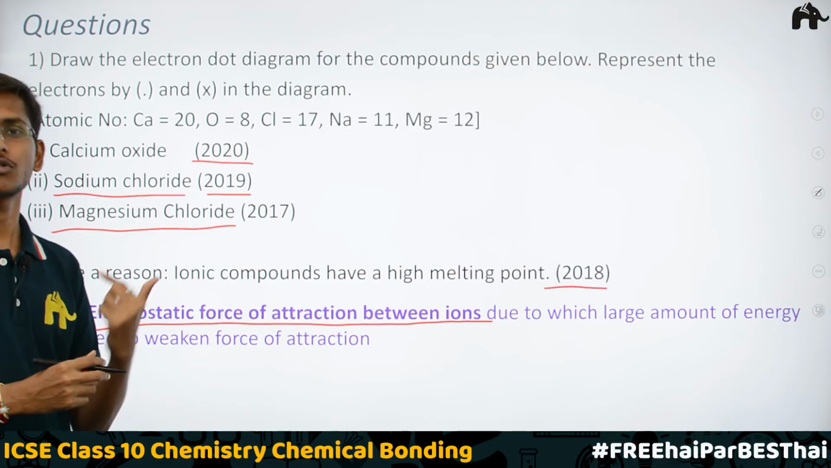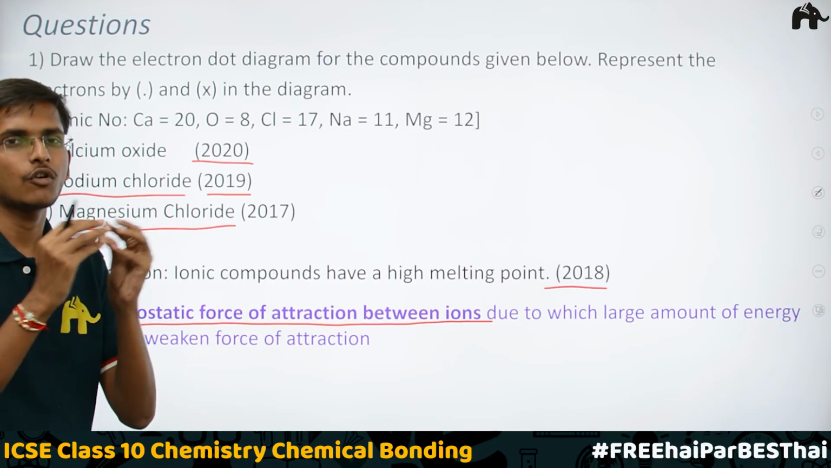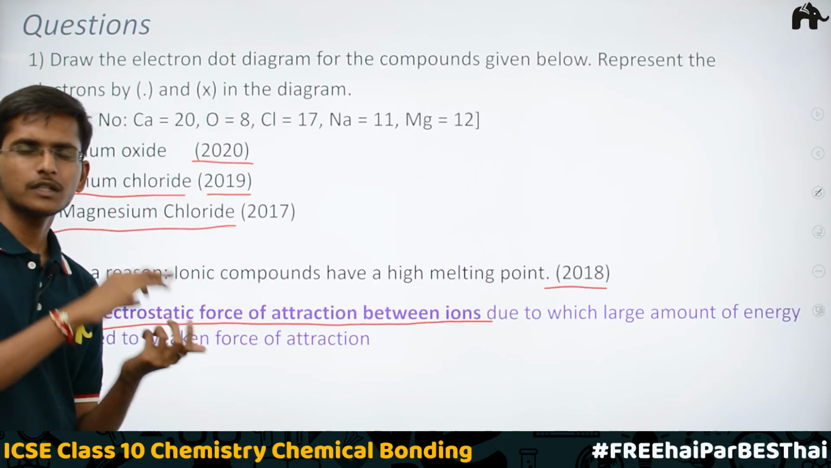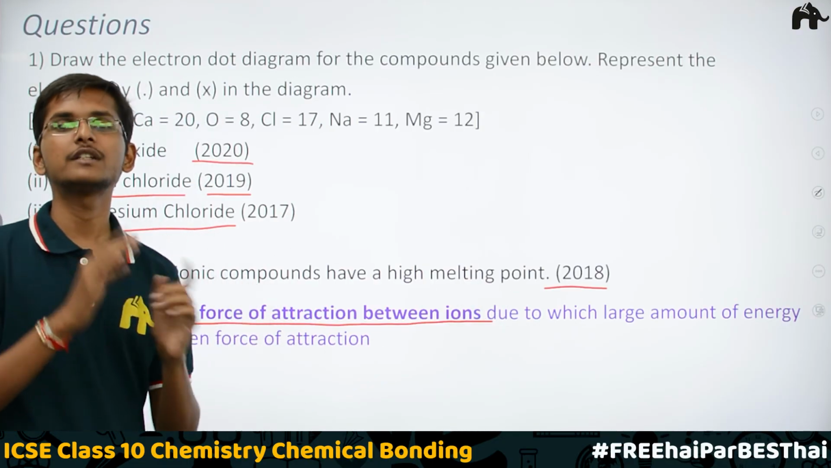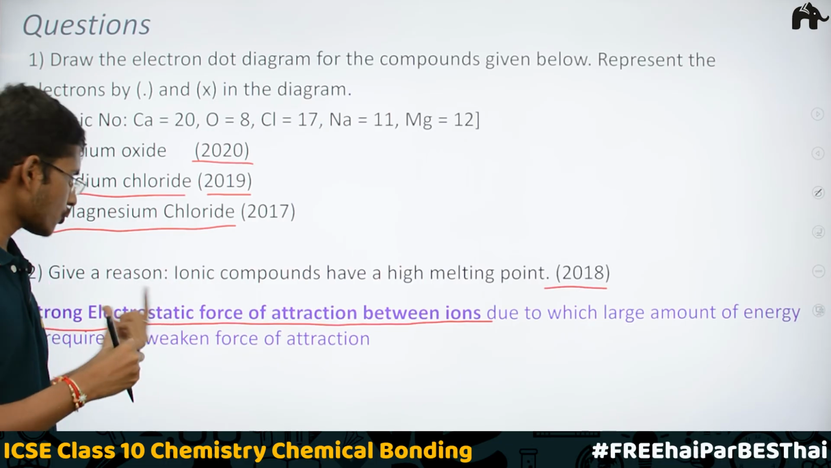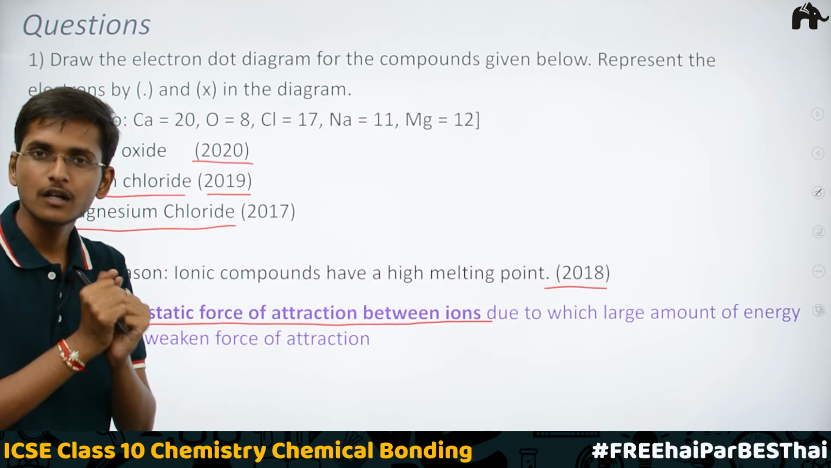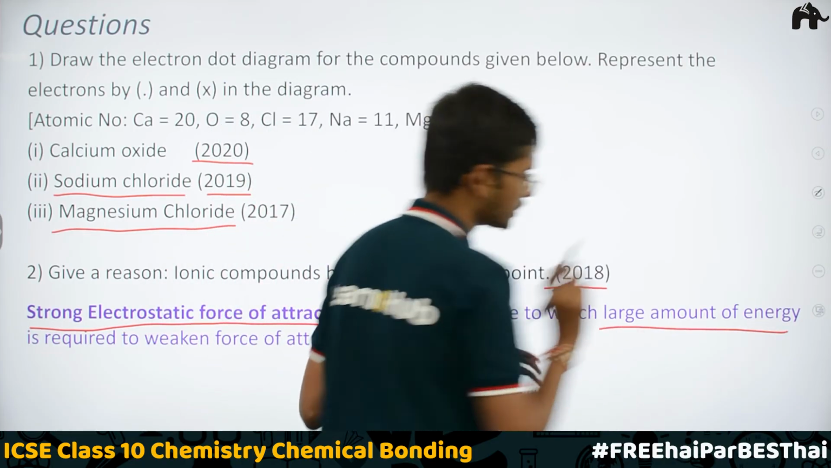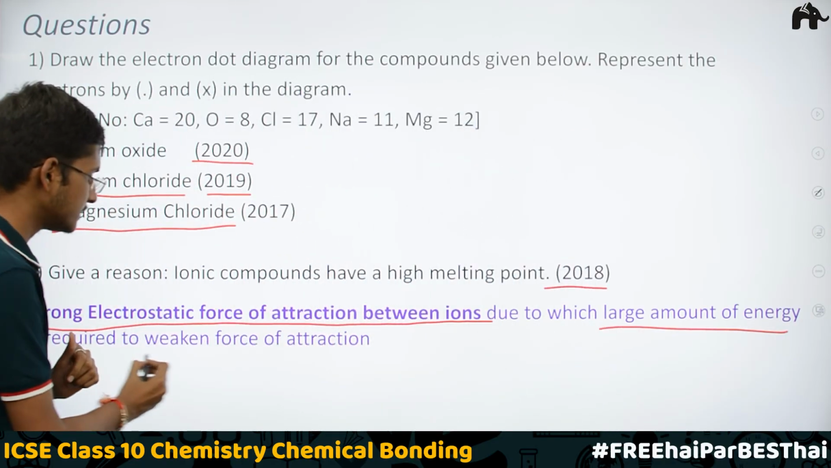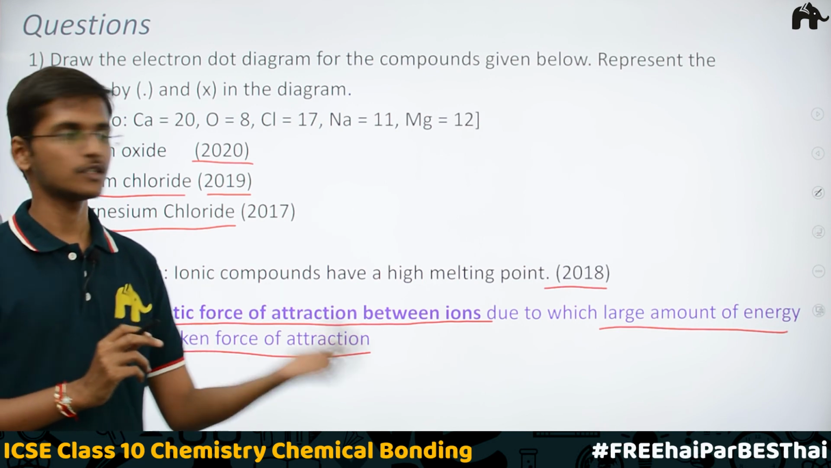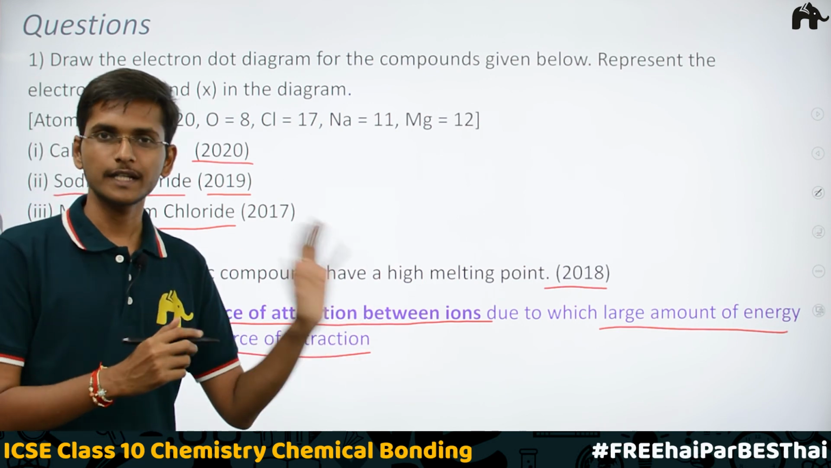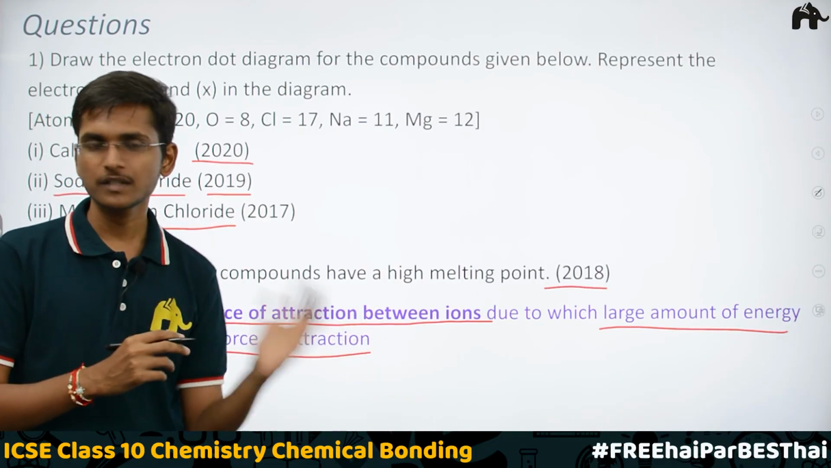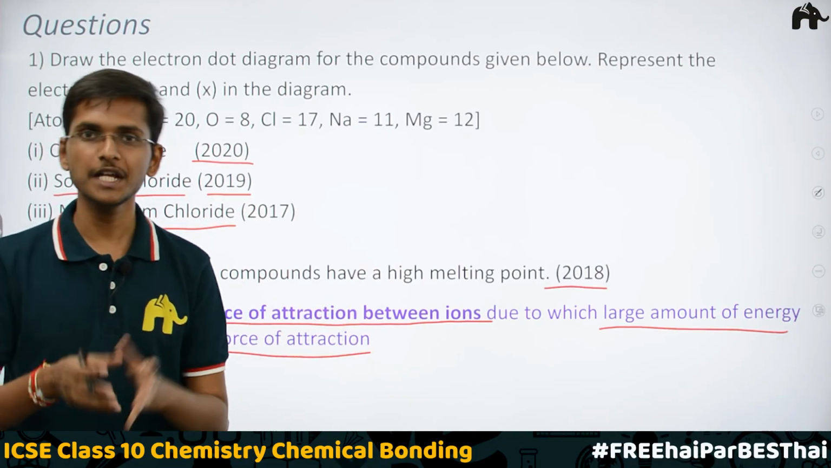Since it is a 1 mark question, we have to write the reason in a very concise way. We don't have to explain it in the whole manner. In one statement we can write that because they have strong electrostatic force of attraction between the ions, a large amount of energy has to be supplied to weaken this force of attraction. So the compound is heated at high temperature, and therefore it has a high melting point.